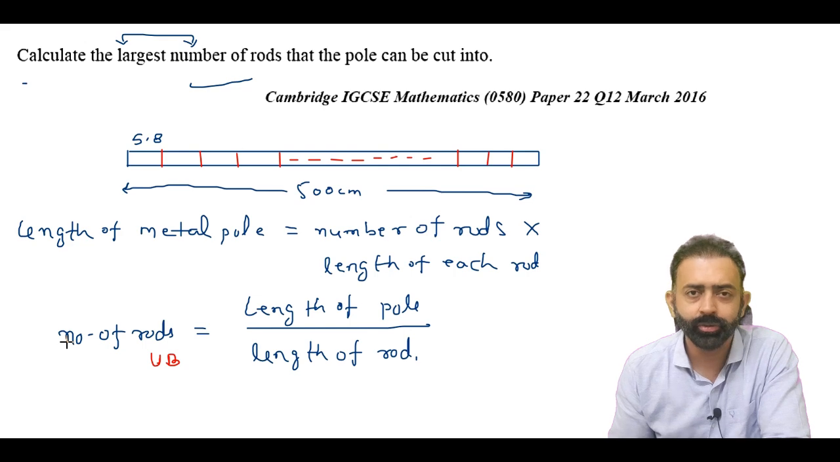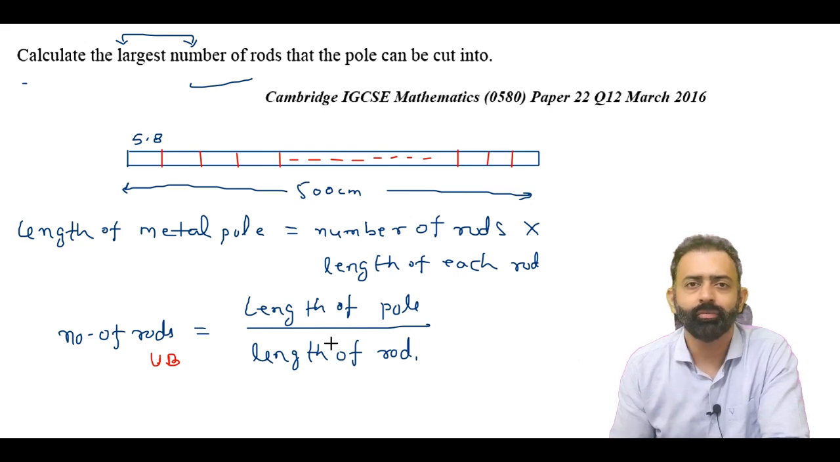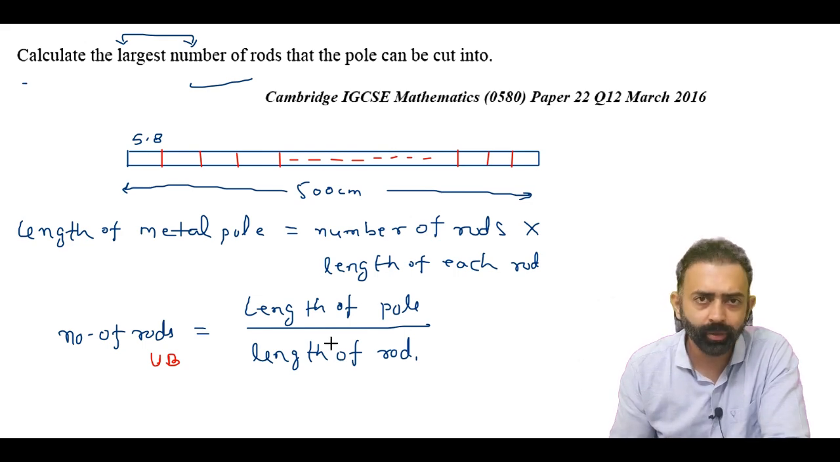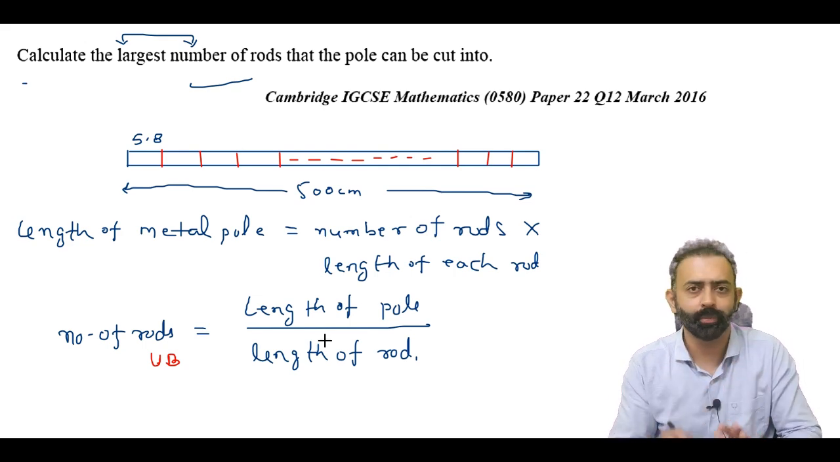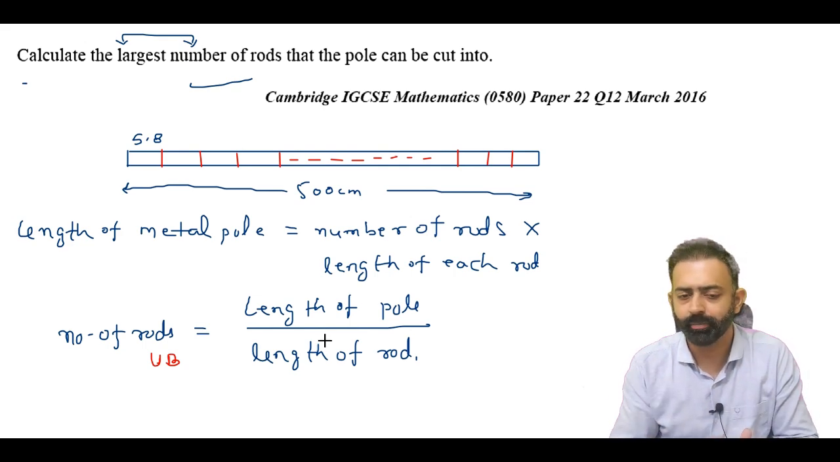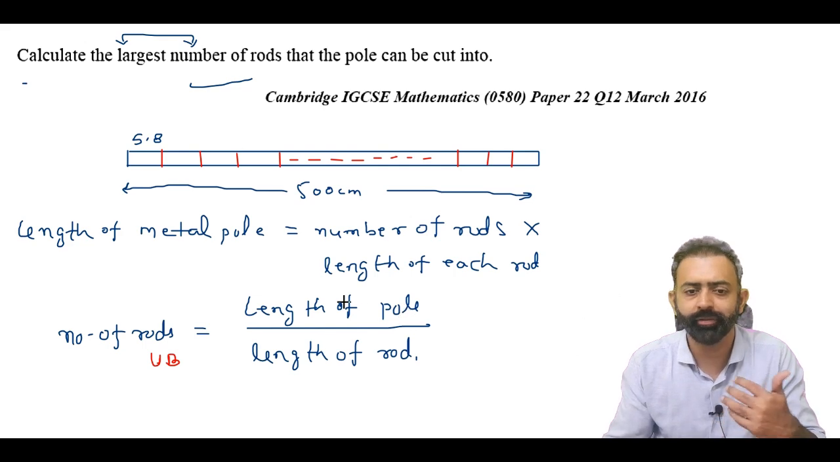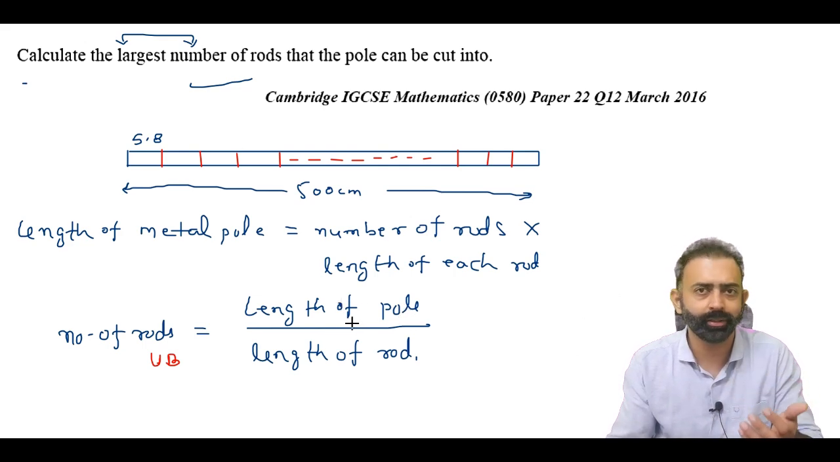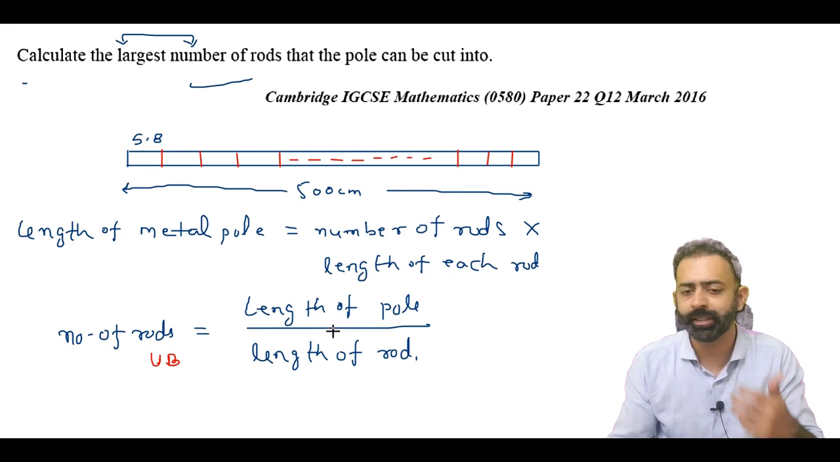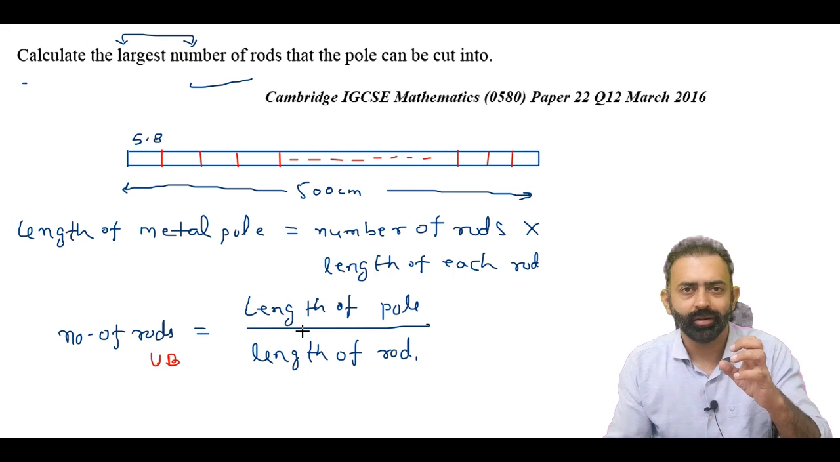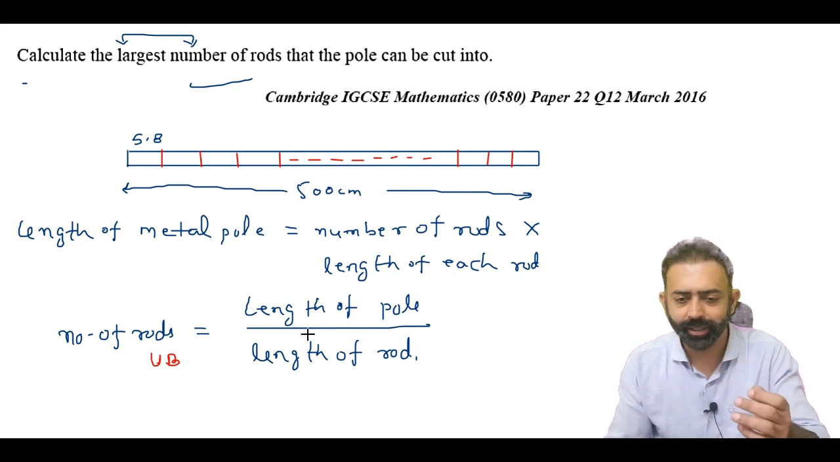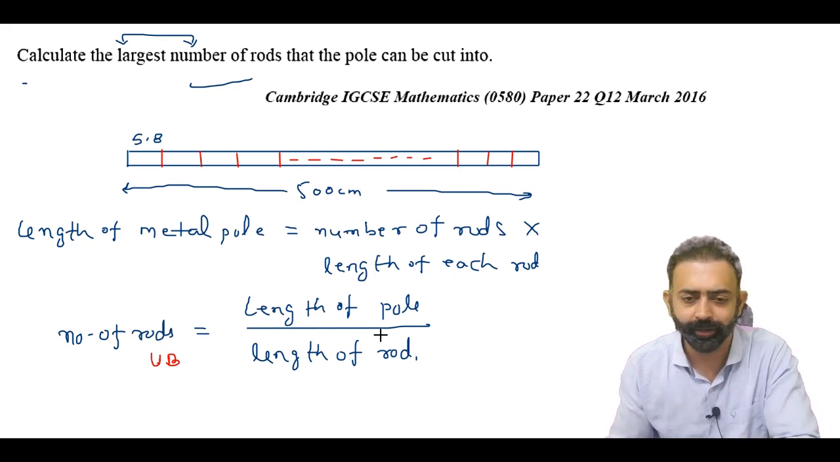Now pause this video and think: for the length of the pole and the length of the rod, what do we need to use, whether the upper bounds or lower bounds or a mixture of upper bound and lower bound? Meaning, what do I have to use for the length of the pole, whether it is upper bound or lower bound, and the same goes for the length of the rod. So pause this video and think for just a few seconds and then play again.